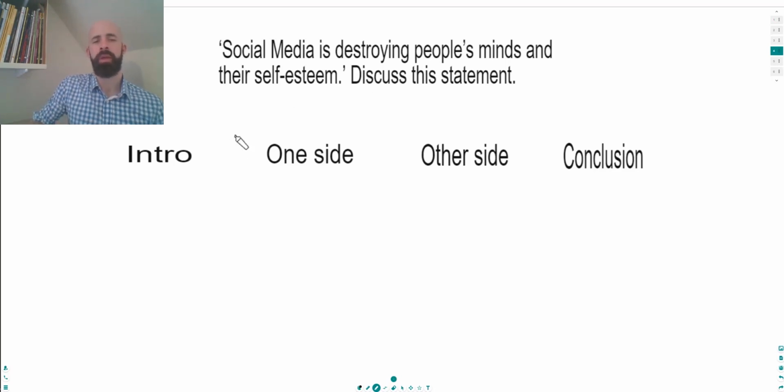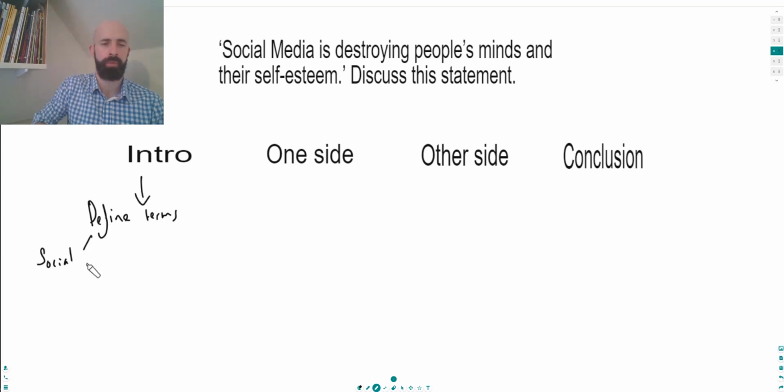Okay, so let's have a look at this here. So, social media is destroying people's minds and their self-esteem. Discuss this statement. So in my intro, I would say here, first of all, there's definitely some terms I need to define. So I'm going to define some terms. The terms I'm going to have to define are social media and probably self-esteem as well. I think that will be another one I would want to define.